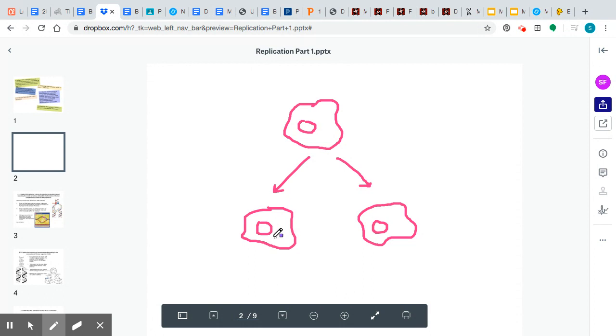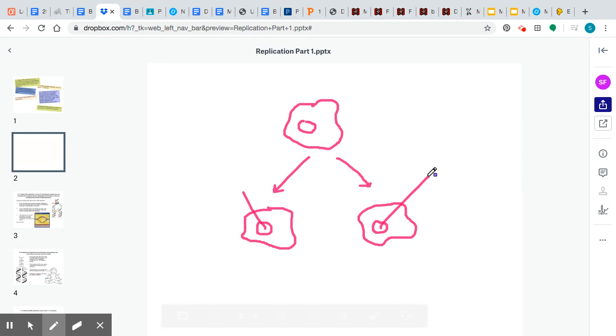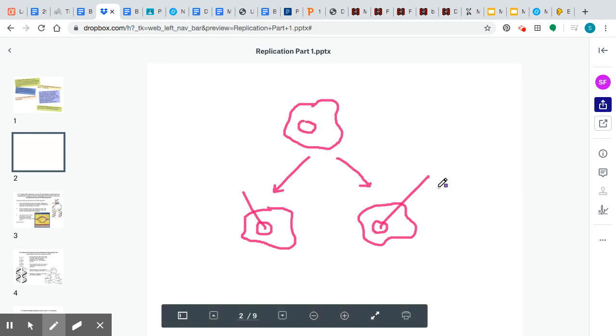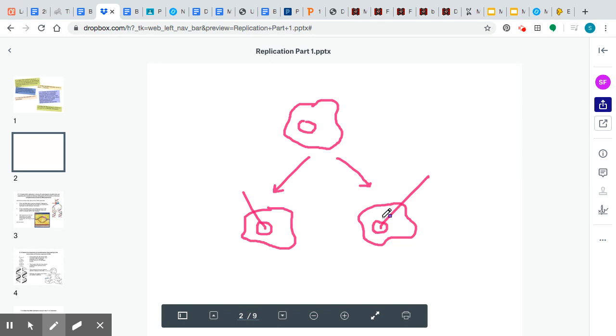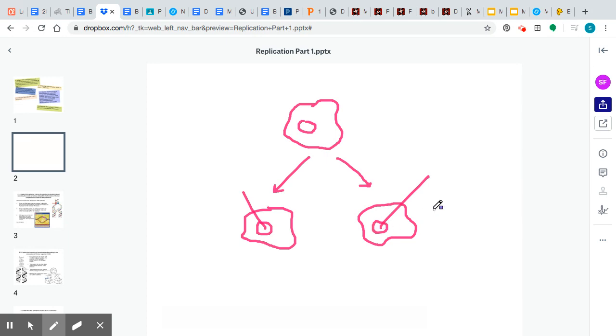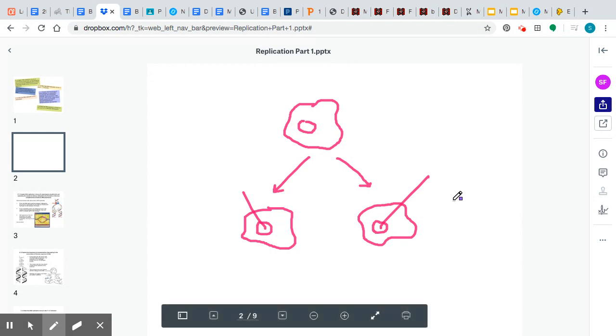cells. When I say genetically identical, I mean that this nucleus and this nucleus have the exact same chromosomes, the exact same base pairs, everything exactly the same, no matter what cell it is in your body, because remember, you have 23 pairs of chromosomes, all with the same genes in every single cell, whether it's a muscle cell or a nerve cell or a cell in your retina. That's also a nerve cell. But anyway, they're all identical.